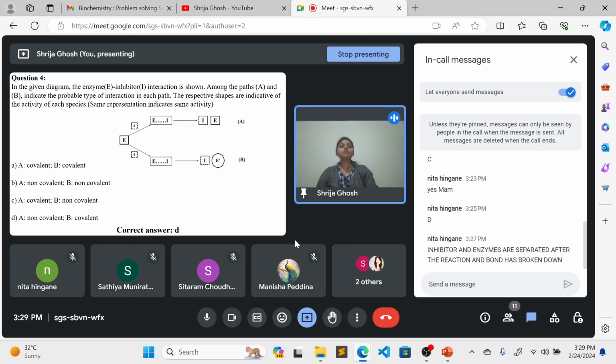So in case of covalent interaction with the inhibitor, mostly the inhibition is of the irreversible type. That is, you cannot go back to the active state of the enzyme. In case of non-covalent interactions, the inhibition is of the reversible type. I hope this is clear.